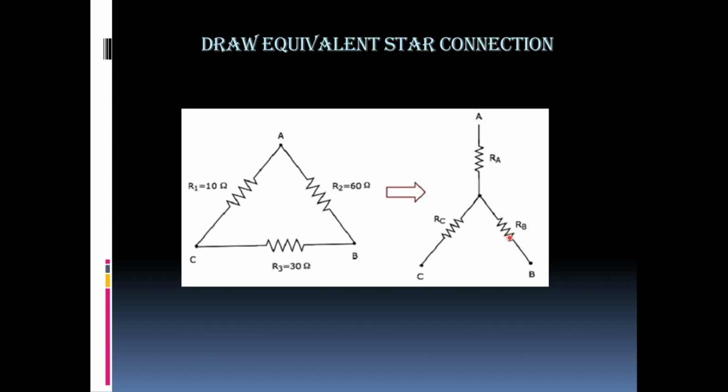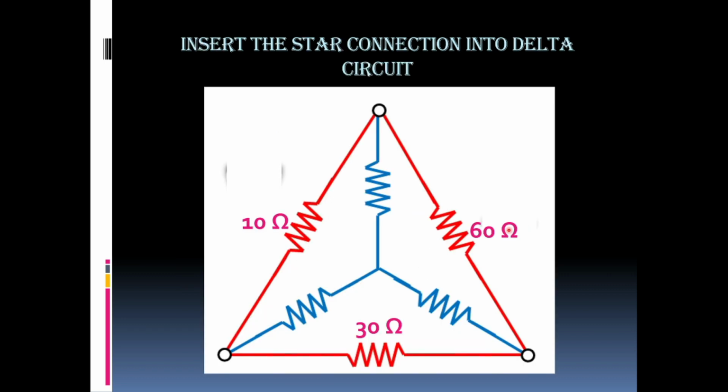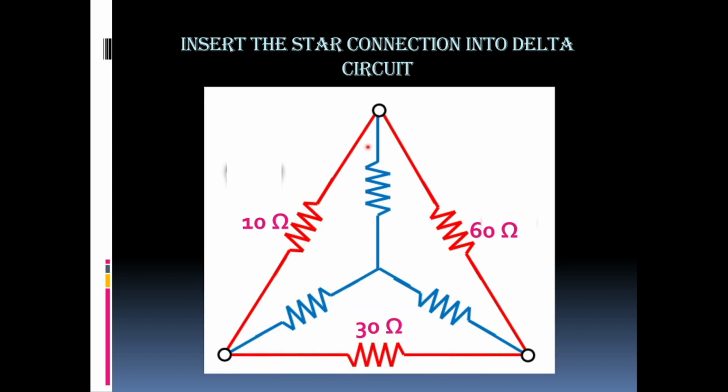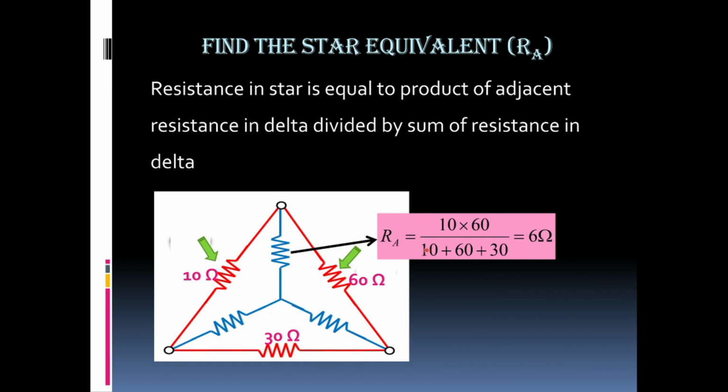You draw it, and then you have to insert the star connection into the delta circuit. So there is a delta circuit, and you drag and put the star into this delta. This is how it will look when you put the star into the delta connection. Now it's much easier to find the adjacent sides. That's why we're putting it inside the delta circuit.